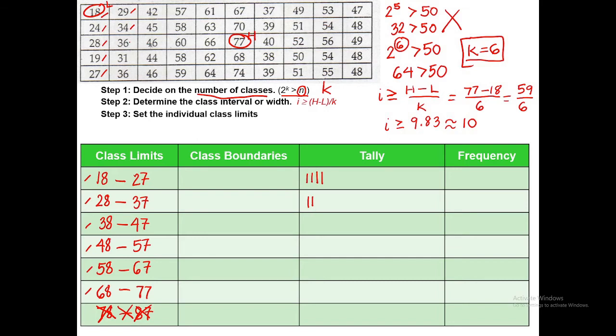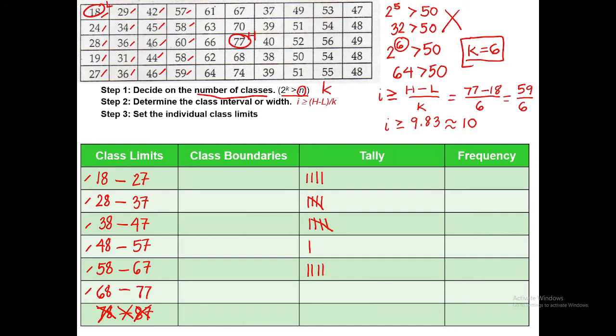Okay, let's continue. 36. 36 is here. Then 31, it's still here. 36, that's still found over here. 42, 45, 46. 44, found here, 46 as well. And then we have 57, 58, 60, 58, 59. 57 is here, 58, 60, 58, 59.